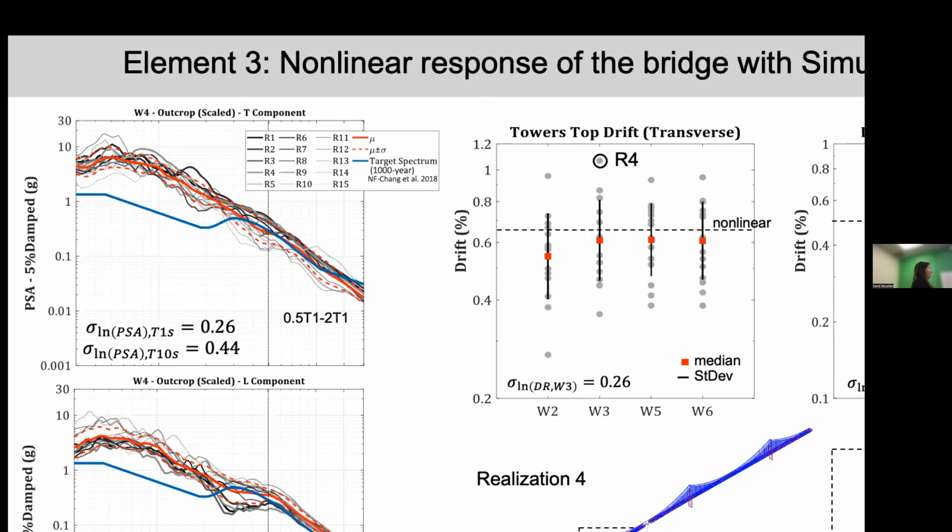Now we had the full set of simulations and the full linear model in OpenSees. Then we started looking at the nonlinear response of the bridge with the full set of simulated ground motions. So here on the left, I'm showing the two horizontal components, transverse to the bridge and longitudinal, scaled to the target spectrum, which corresponds, according to the H2 provisions, to a return period of 1,000 years.